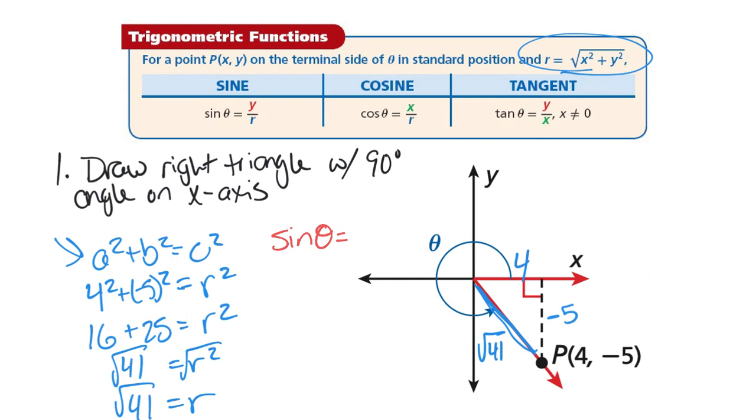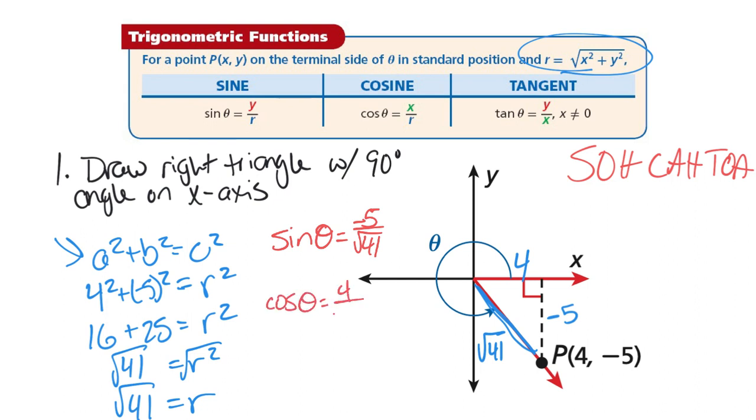So the sine of theta, sine is opposite over hypotenuse, and so that's going to be -5 over the square root of 41. The cosine of theta is going to be the adjacent over hypotenuse, so that'd be 4 over the square root of 41. And the tangent of theta is going to be the opposite over adjacent, so it'd be -5 over 4.